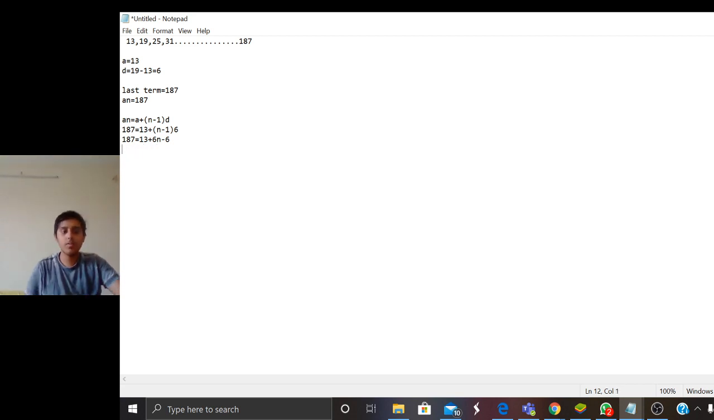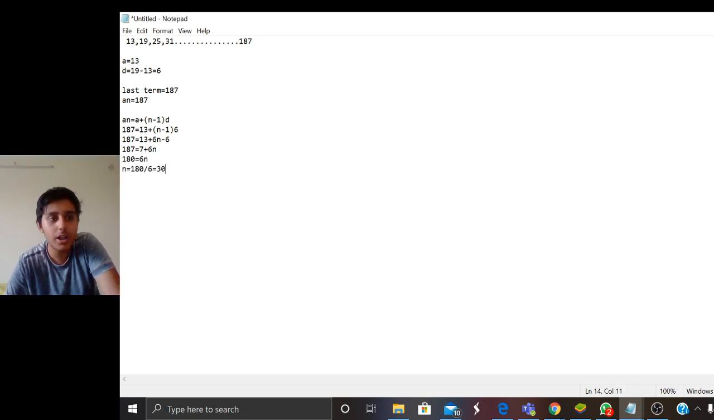Okay, so now let's solve the equation from here. 187 equals 13 minus 6, which is 7, plus 6n, right? Now we take the constants to the LHS, variables to the RHS. 187 minus 7 would give 180, so 180 is equal to 6n. Take 6 to the other side, which gives n is equal to 180 by 6, which is 30. 30 is the required value of n here, guys, which gives us the answer.